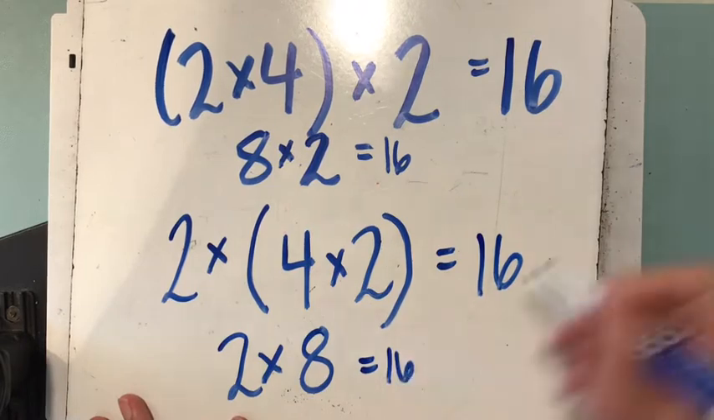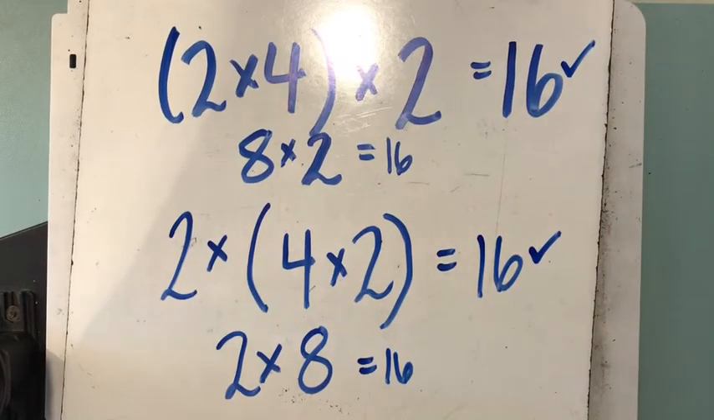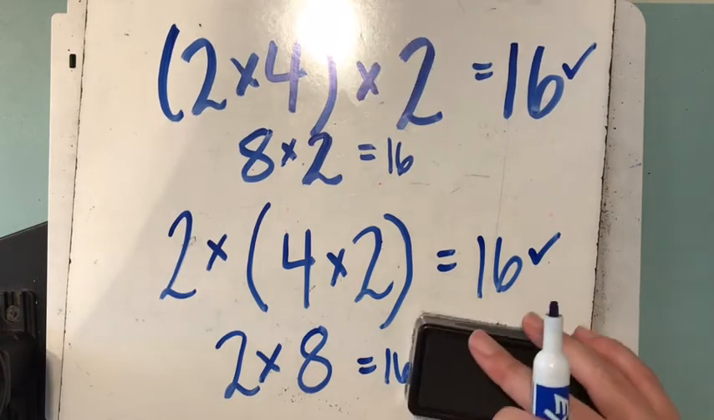It came up with the same answer. Pretty cool, right? So even though the parentheses moved to the left or to the right, it still gave us the same answer, the same product in multiplication. Let's see if this works if I mix it up a little bit. If I do a subtraction and an addition, let's see if it works.